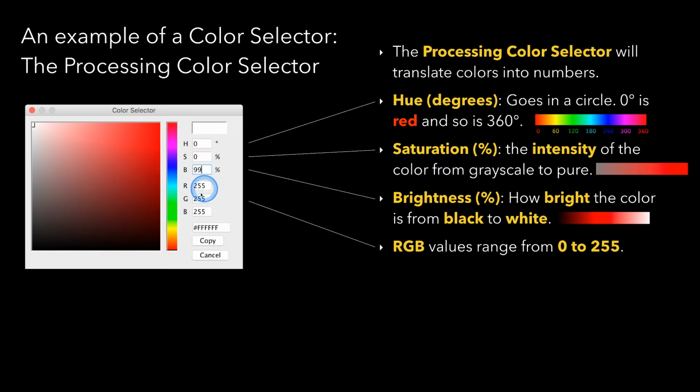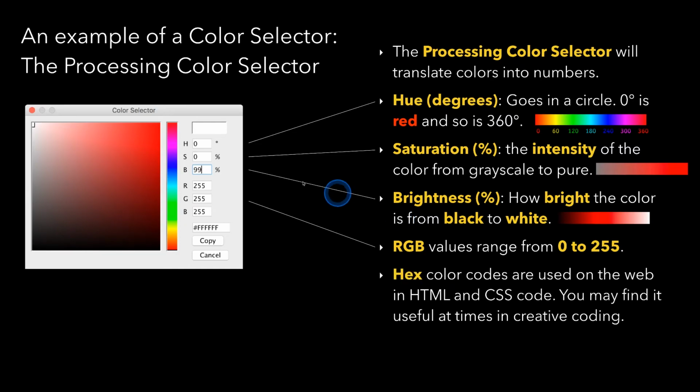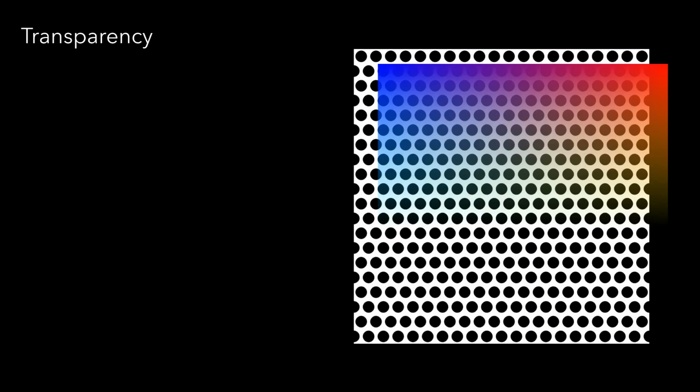Now the RGB values range from 0 to 255. And there are hex codes too. Hex color codes are used on the web in HTML and CSS code, and you might find them useful at times in creative coding. This color selector and the Processing program is available for free at processing.org. So if you need to use a color selector on your computer and you want one that's free, go ahead to that website and you will find it.